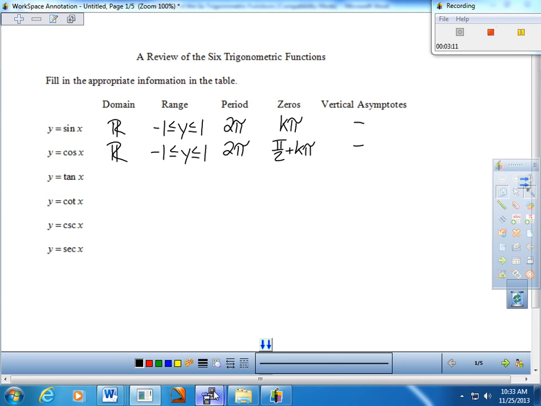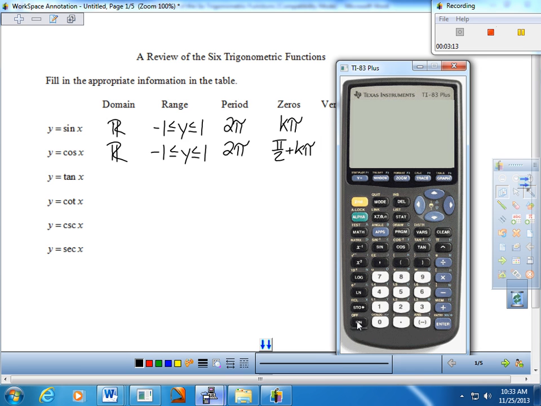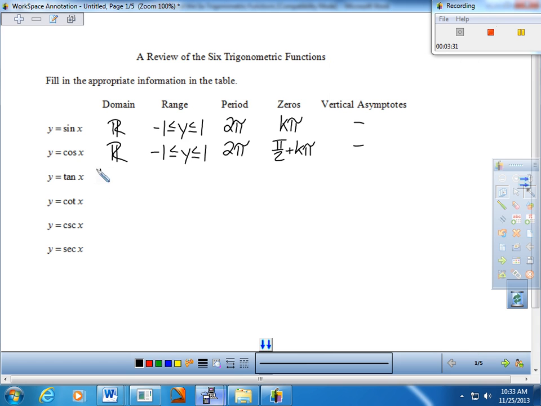Let's see what the graph of tangent looks like, of course. And let's see, I've got tangent of x. I'll hit graph on that. We have some asymptotes in there. Looks good. All right, let's see what we can fill in. So domain, definitely for tangent, is not all real numbers. I kind of wrote it like this. All real numbers except, and then where is tangent undefined?